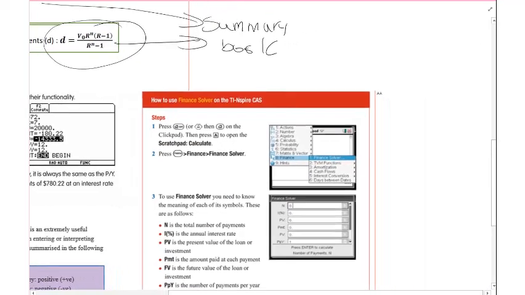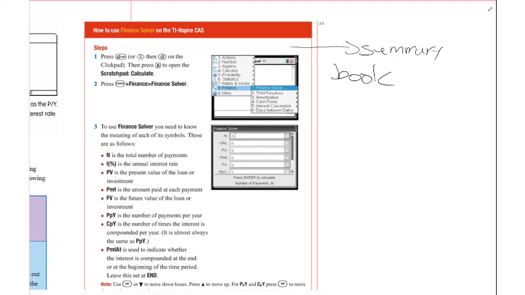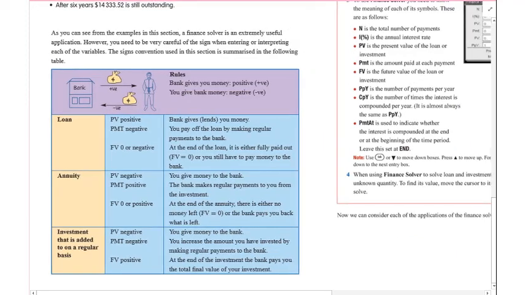Now, if you can't remember how to get this up, I'd put this into your summary book, because it's useful. You might use a lot of these, especially the calculate instructions in exams. You need to be able to find this quite easily. Put this in there just so you've got a record of it. I'm going to go through this now, but I'd also put this in your summary book.